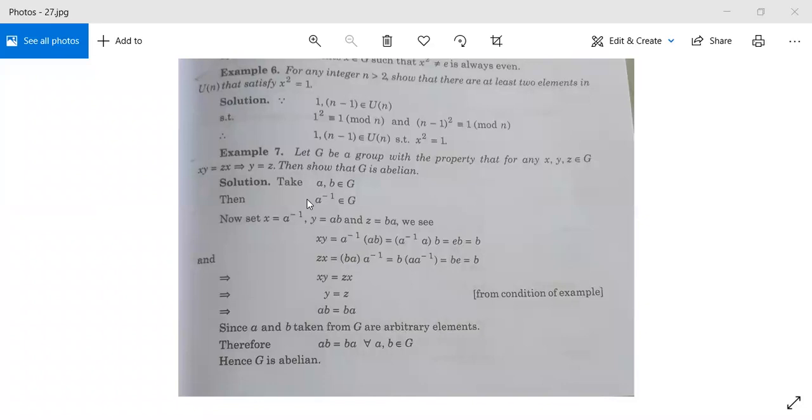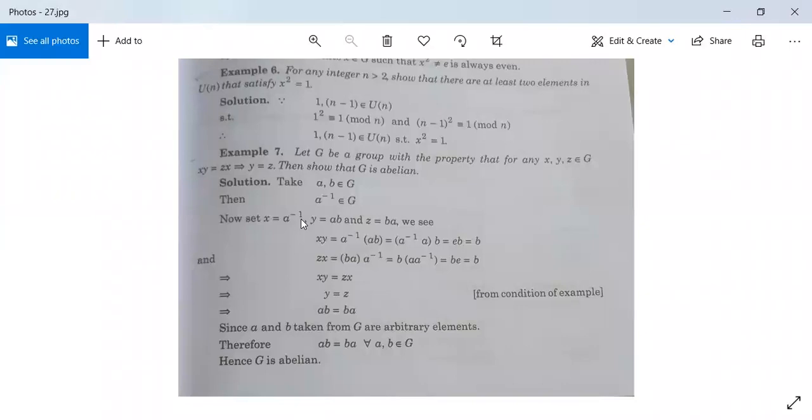कुछ और एग्जांपल है, उसको भी हम लोग देख लें जल्दी से। Let G be a group with the property that for any x, y, z in G, xy equal to zx implies y equal to z. Then show that G is abelian. देख लो इसको. Take a, b in G and a inverse will also be in G.